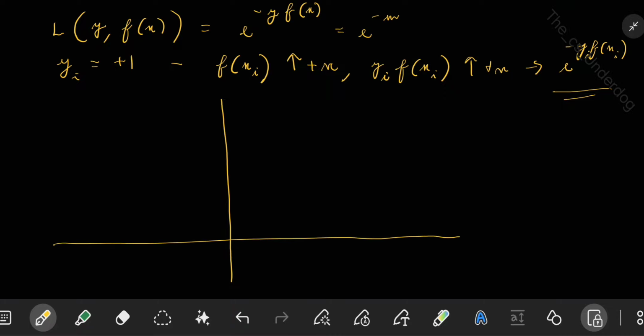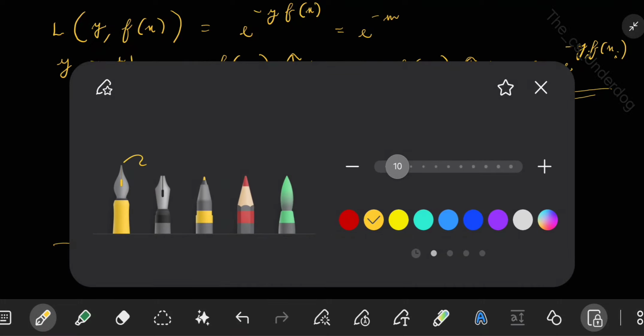My graph will look something like this. Here I'll have my loss on this axis, and on the x-axis I'll have y into f of x. Y into f of x is my margin. How should my graph look? My graph will look something like this.